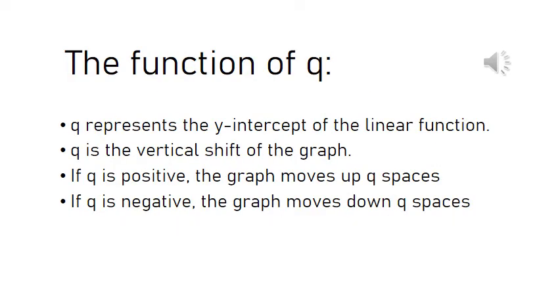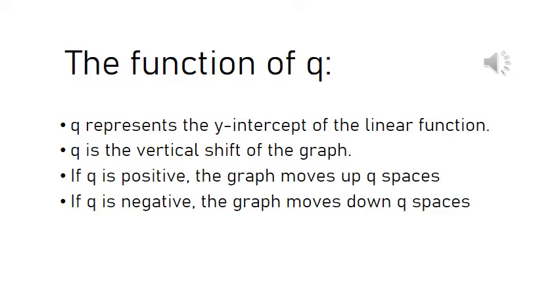And then the function of q is quite simple. So q represents your y-intercept of your linear function. You will see that q is your vertical shift. So if your q is positive, it means that your graph moves up the value of q. And if q is negative, it means that your graph moves down the value of q.